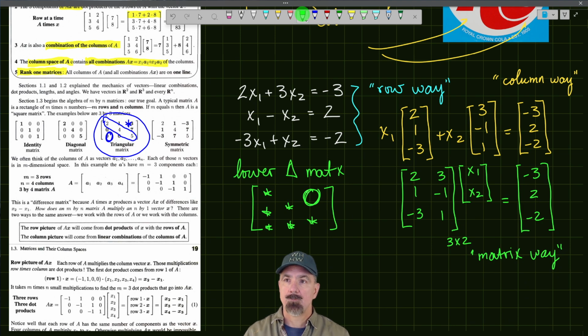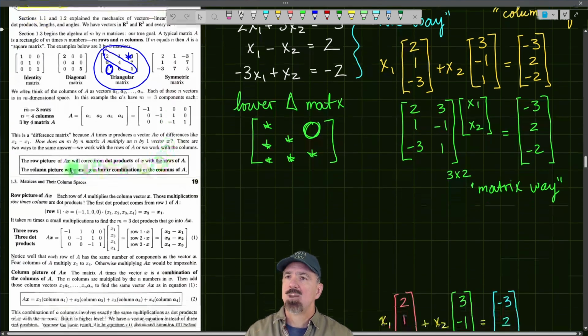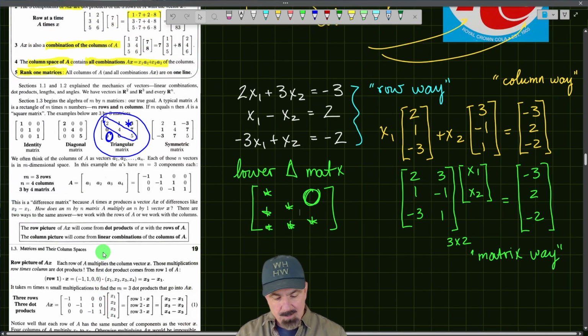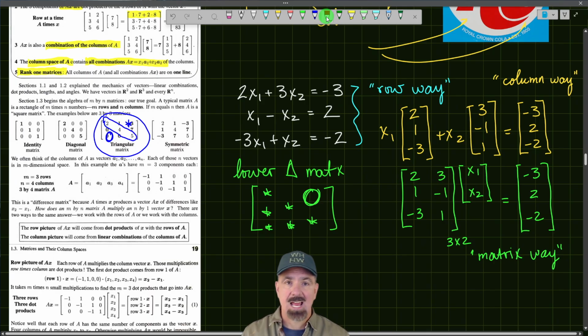Continuing on then, we have this conversation about the row picture and the column picture, similar to the row way and the column way of thinking about the system of equations. And he goes through and talks about the matrix vector multiplication down here in the row way, which is a set of dot products. So let's come back and make sure that we understand how the system of equations is represented in each of these different ways.